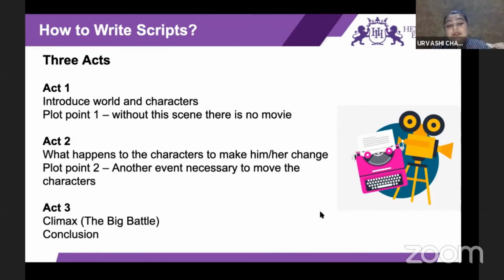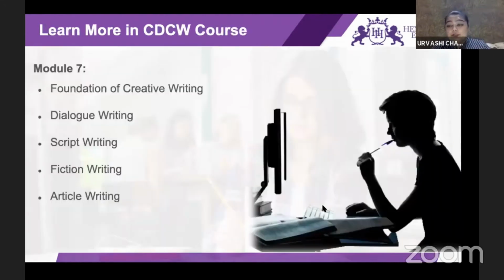Next, we come to the climax itself, that is the battle, which is followed by a conclusion. But immediately after the climax, we cannot jump on to the conclusion. There are small nitty-gritties that we need to focus upon. So here, this brings us to dialogue writing, creative writing, script writing, fiction writing, article writing. All these are different and unique in their own ways.